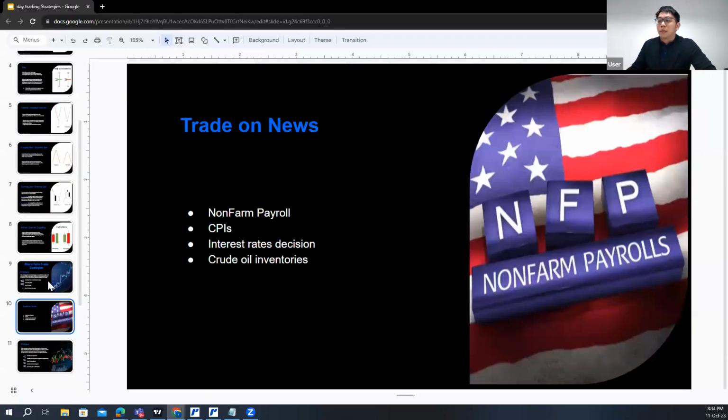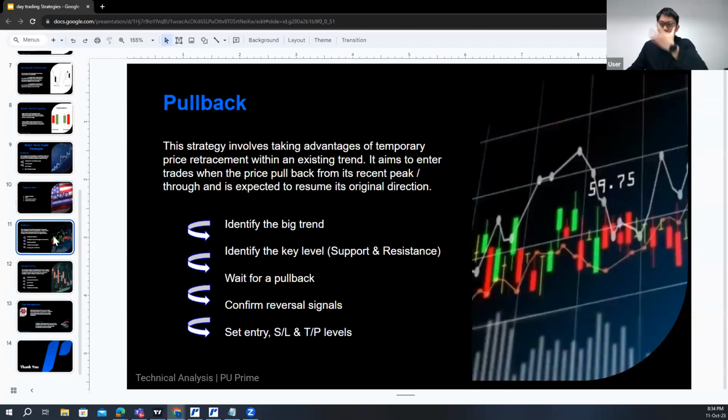Back to our slide. Moving on is this pullback strategy. For me, the pullback strategy is more useful because normally I would not be very confident to trade on a breakout or trade on news, because the risk is greater. You know what happened last Friday. The risk is big, and we cannot be certain what the trend is going to look like.